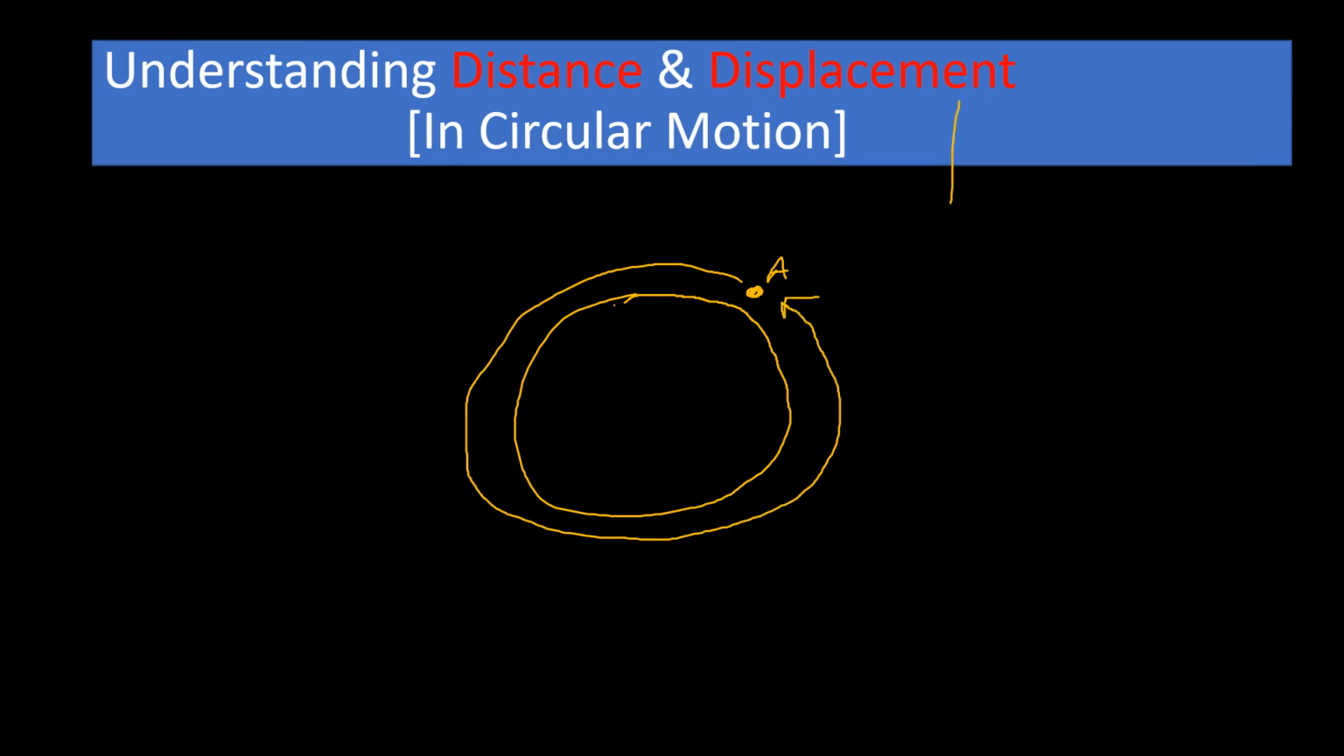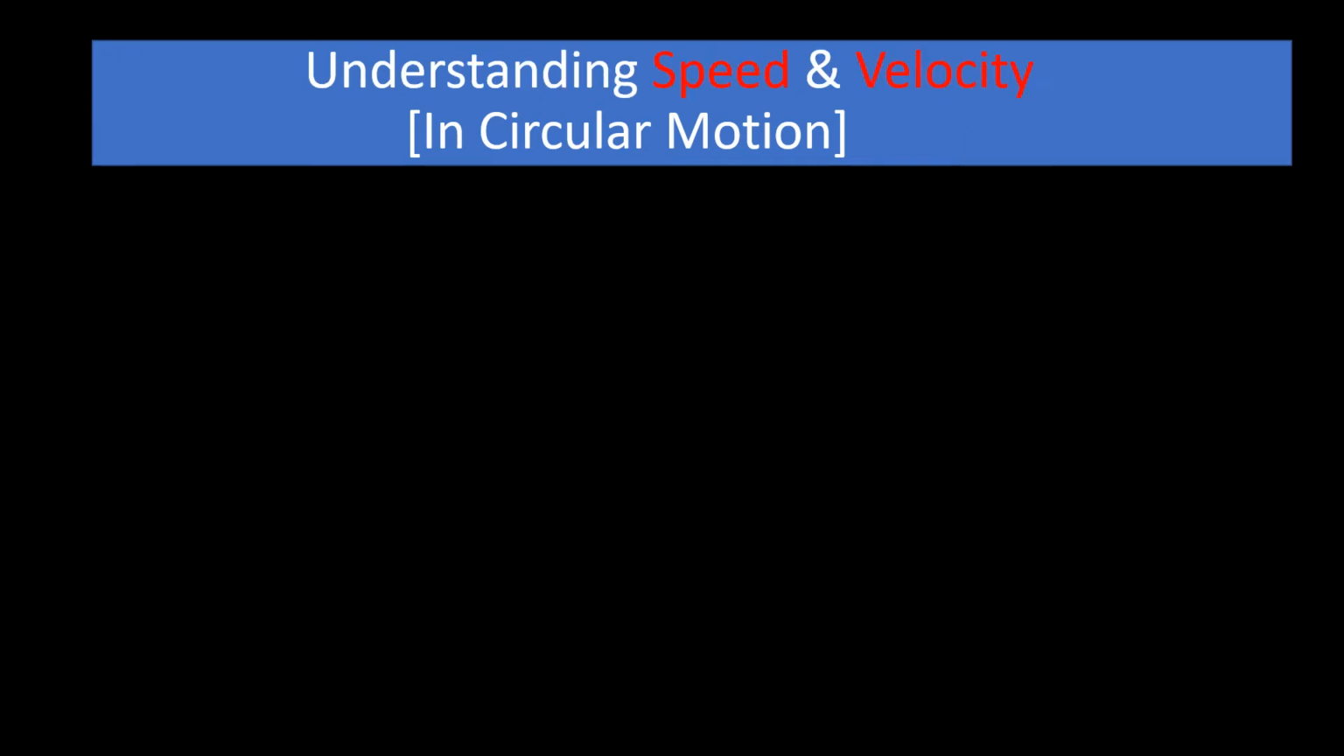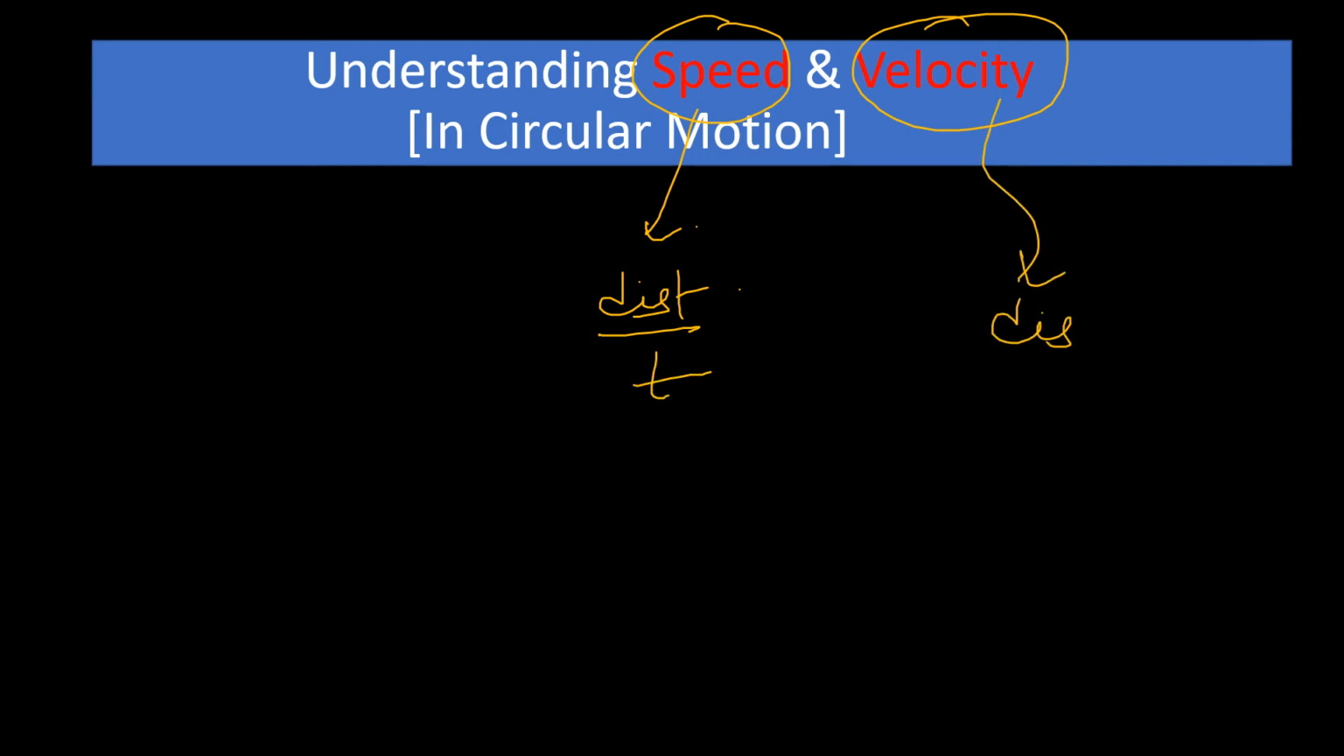Then we will have the displacement to be 0 because initial and final positions coincide, and the distance definitely will be equal to the circumference, that is given by 2 pi r, right? R is the radius of the circular path. Same way, we can just find out the speed and velocity. Only thing is that for speed, we will require the distance that the object has moved while covering the circular path and divide by time. And for finding velocity, we can just divide displacement with time.